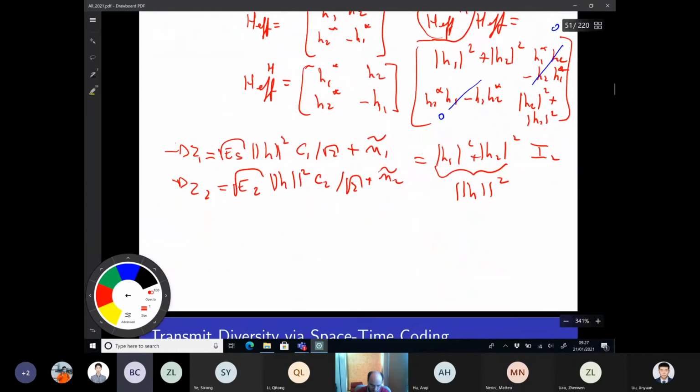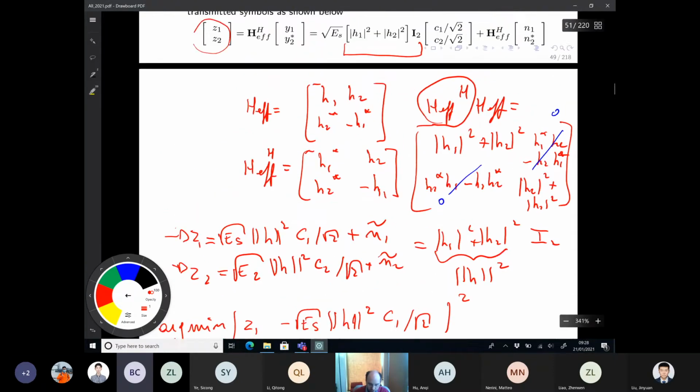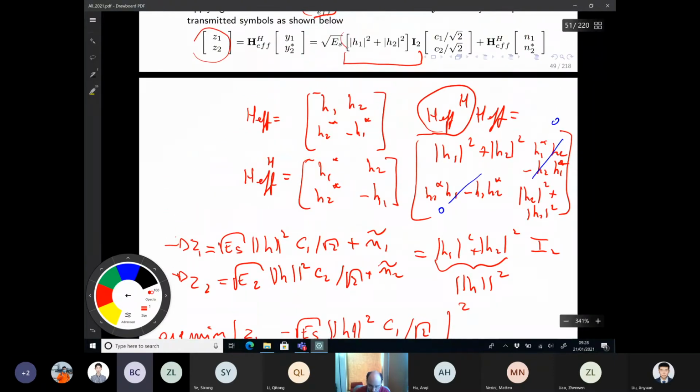What you can write is essentially Z1 minus the expectation of ES H square C1 over square root of 2, and you minimize this. So you find the C1 that minimizes that quantity, right? Simply, you can do the same for C2, so those two are decoupled, right? Now, what you see from this is that you have effectively a channel after this processing that is equal to this norm, that is equal to this here, right?